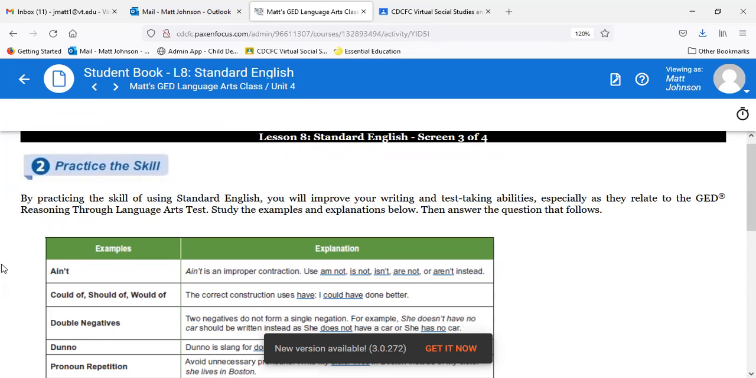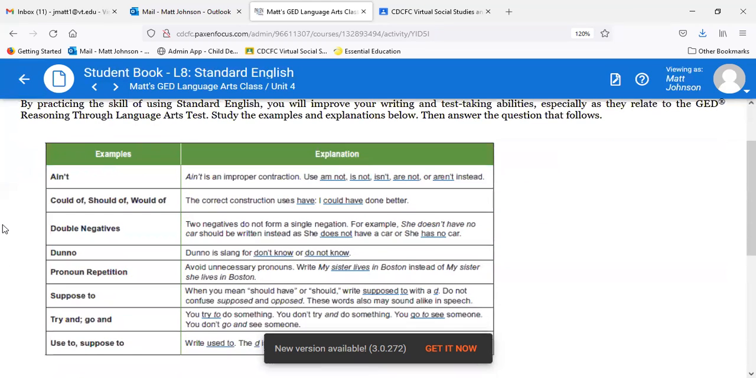So their example, ain't, right off the bat, right? That one, it's kind of cringy when you hear it. But of course, you're not going to write that. Ain't is an improper contraction. So you replace that with am not, is not, isn't, or if you're using the contraction, are not or aren't.